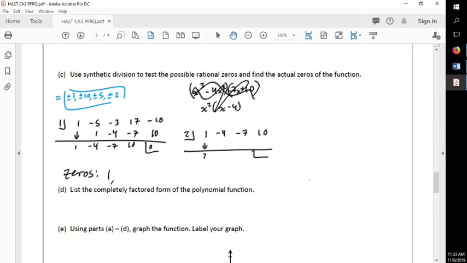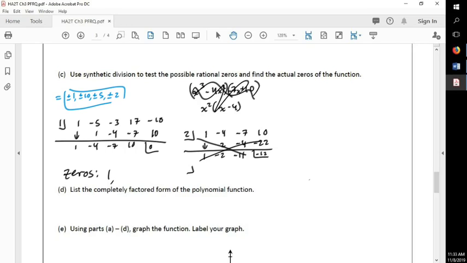So let's try that guy and see if we can find another 0 here. I bring down the 1. 1 times 2 is 2, and then we get -2. -2 times +2 is going to be -4. -4 plus -7 is going to be -11. -11 times 2, and I get -22... and then -12. That one doesn't work. Boo.